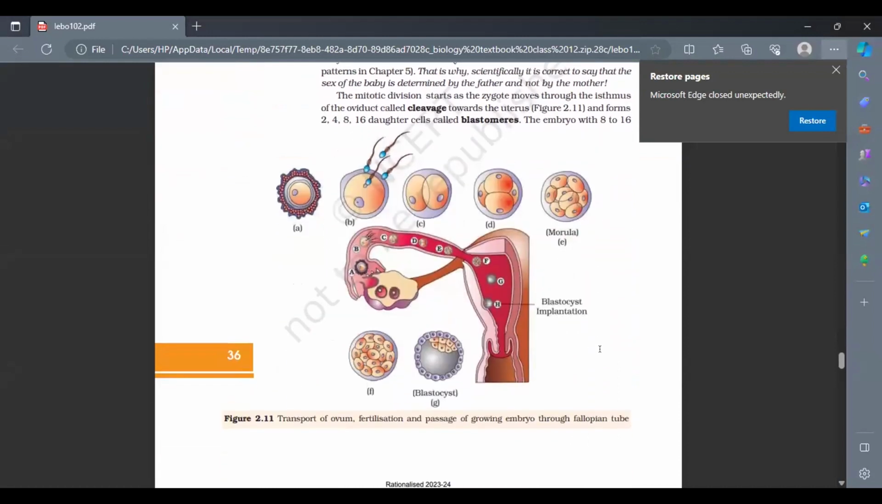The zygote formation has occurred, remember, in the oviduct region. Now in the oviduct region, the zygote cannot stay there for a longer period of time because it starts developing. It starts the development at a very fast rate.